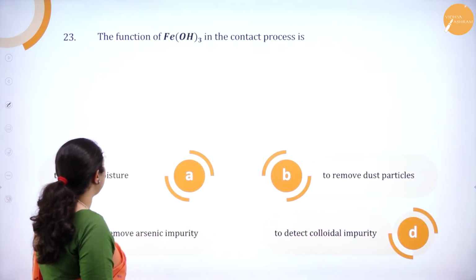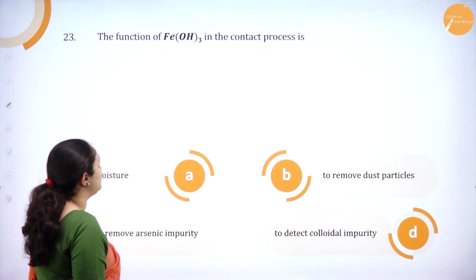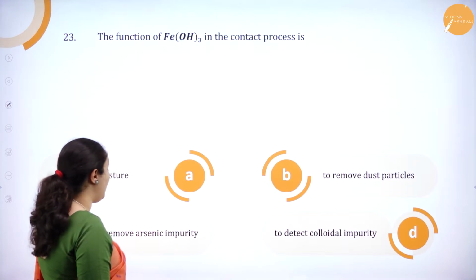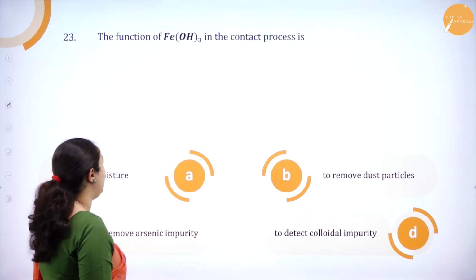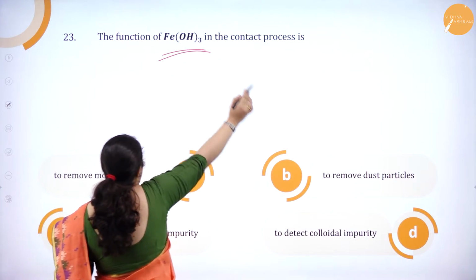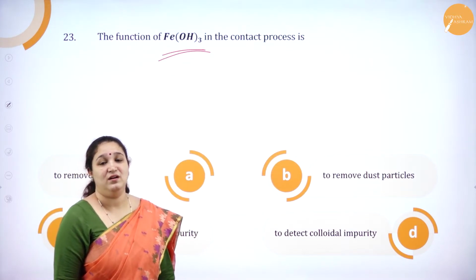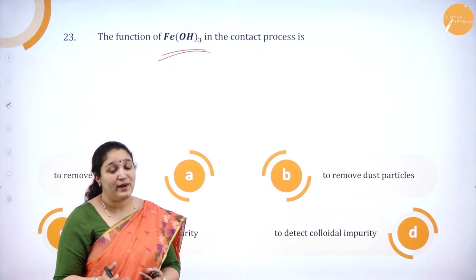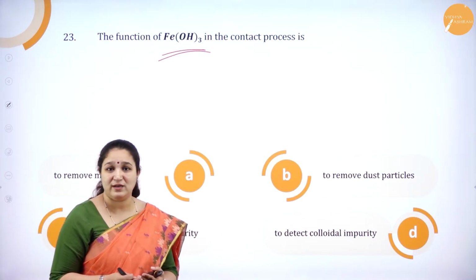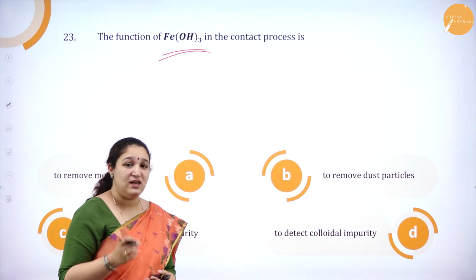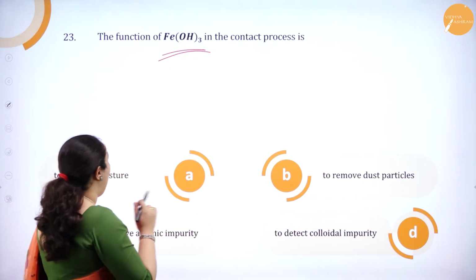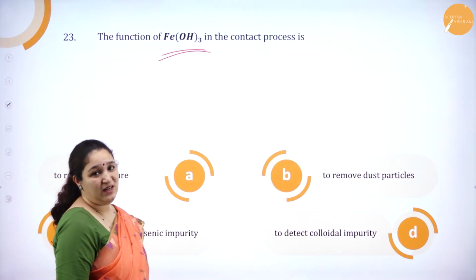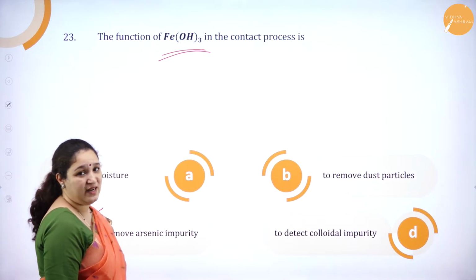Next question. The function of Fe(OH)3 in the contact process is to remove moisture, to remove dust particles, to remove arsenic impurities, or to detect colloidal impurities. Fe(OH)3, that is ferric hydroxide, is there to check the arsenic impurity. Even if a small amount of arsenic is there, vanadium pentoxide, which is used as the catalyst in the contact process, can get poisoned. That's the reason it's very important to remove all the arsenic, and Fe(OH)3 is the one which is used to remove arsenic impurities. Okay, so option C is the correct answer.